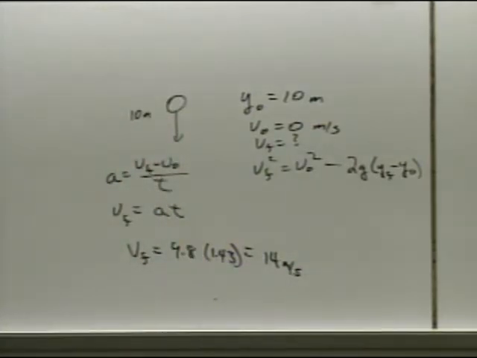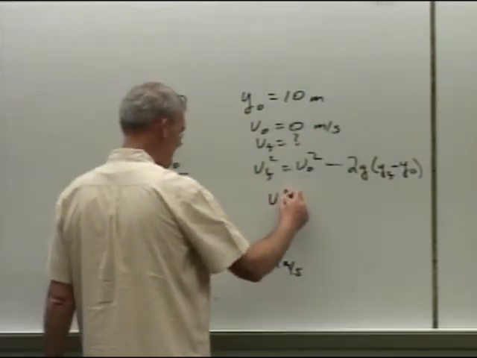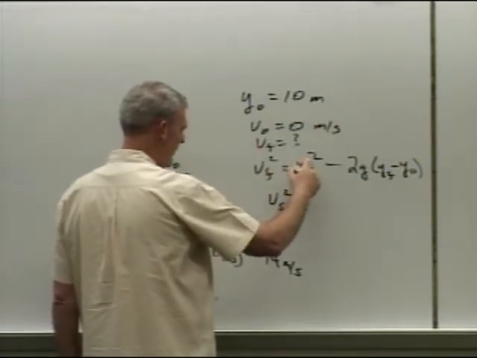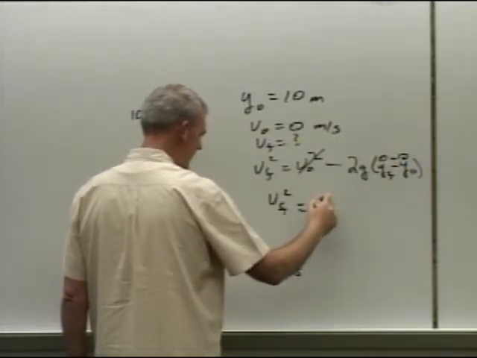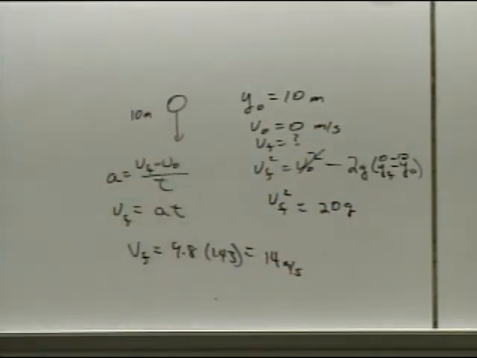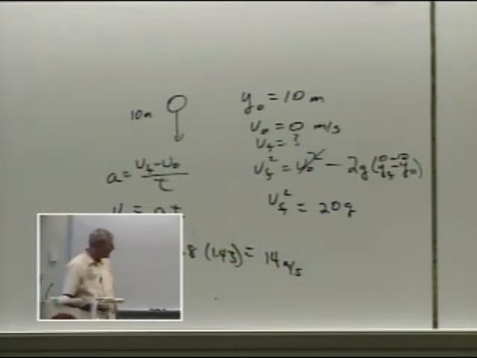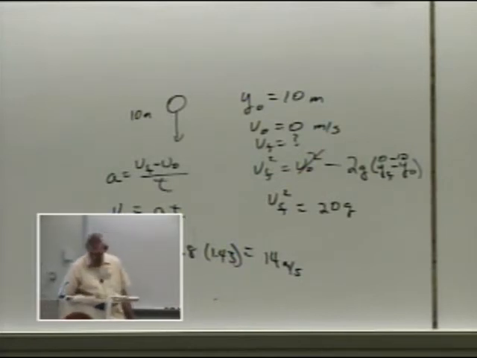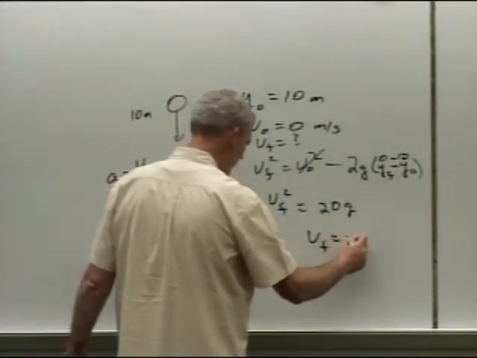Now, at the risk of boring you completely right out of your mind, I bet you if we went VF squared is equal to, well, this was 0, and this would be 0 minus 10, so that'd be 20 times g. I'll bet you if I took 20 times 9.8 and took the square root, oh, it's going to work out sweet, because that's 196. I already know that that's the square root of 14. And there it is, 14. This gives us VF equals 14 meters per second.